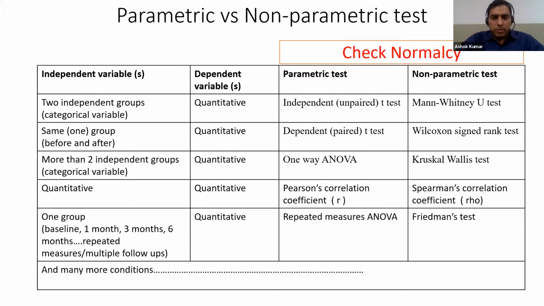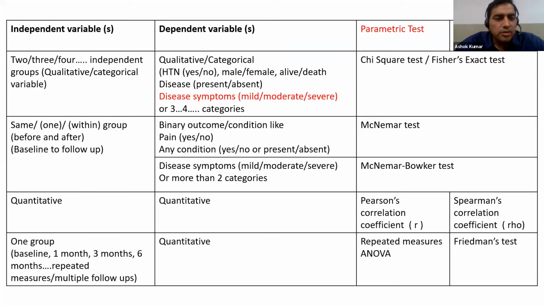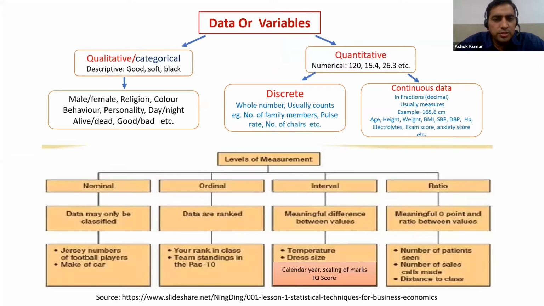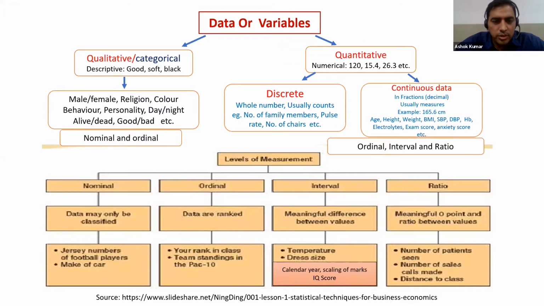You have to remember these slides. Every day I show these slides, so they are very important. Go through these. This is the main slide: data variable or level of measurement. What about nominal, ordinal, interval, and ratio?